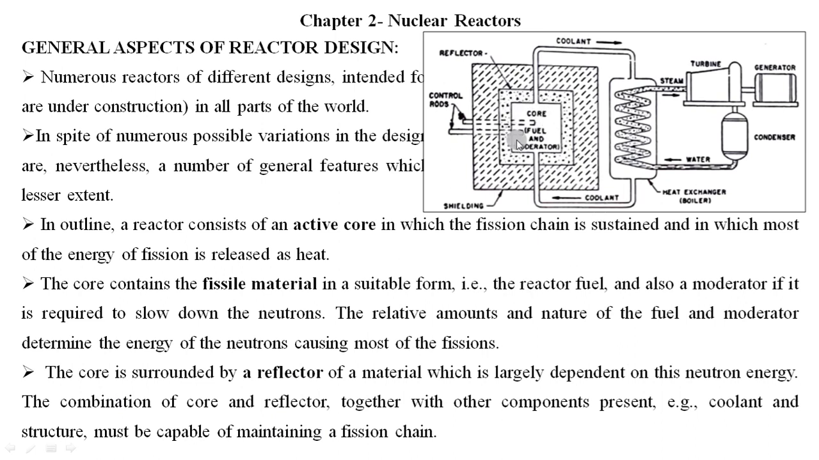You can see here that the core is surrounded by a reflector of a material which is largely dependent on the neutron energy. The type of material used for this reflector depends on the neutron energy, that is, on which types of neutrons are used for the fission in the core.